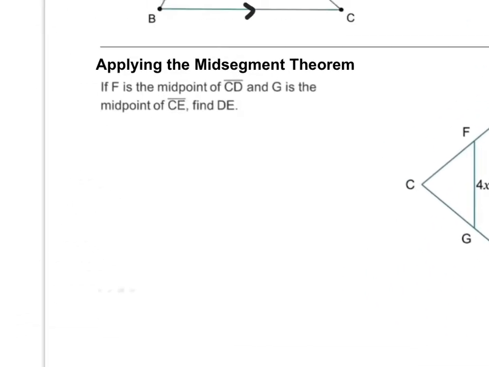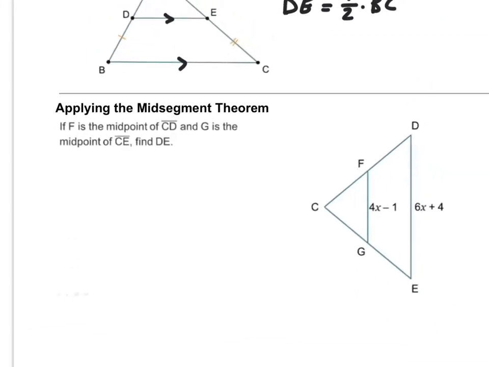So let's go ahead and take a look at that and apply this theorem. And it says if F is the midpoint of CD, okay? So if it gives me that information, what do I need to do on this picture? I'm going to divide this up into two congruent parts, okay? And then it says G is the midpoint of CE, okay? So I'm going to come over here and say that CG is congruent to GE, okay? And so then what I know is that it wants me to find DE, this length. Well, what I know, based off of this information, is that FG is half the length of DE, okay? And that's what I've got.